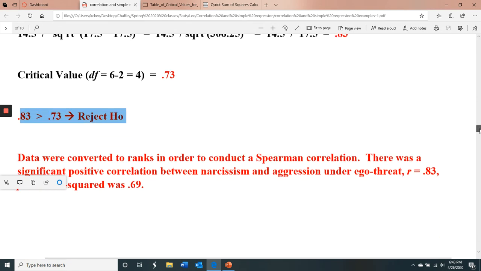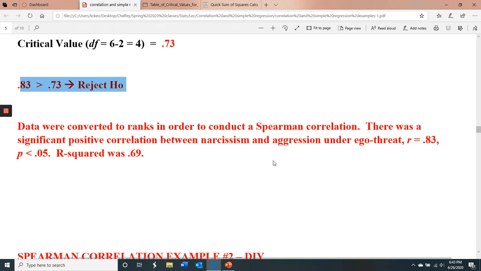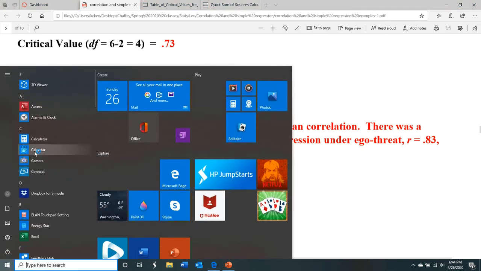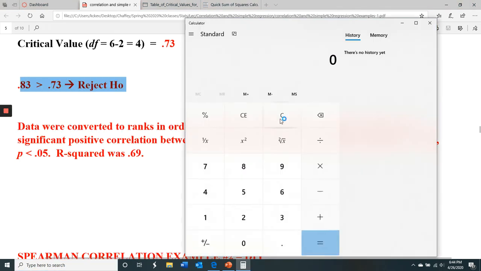And then we can do the R squared. I guess I just report the R squared down here. I just want to double check that's correct, since I don't have it above. So 0.83 times 0.83, yep, 69.